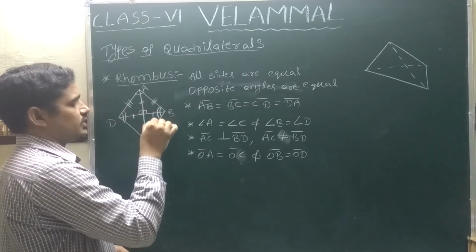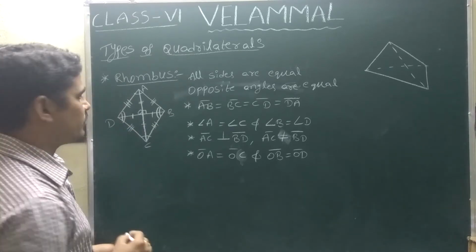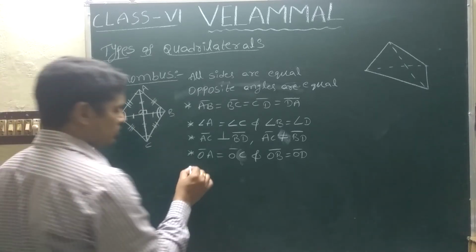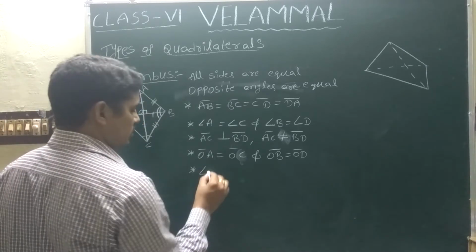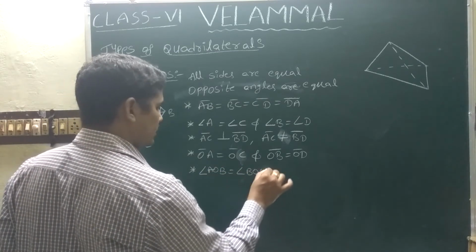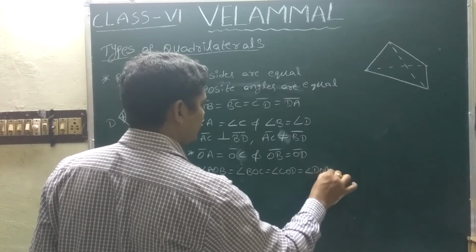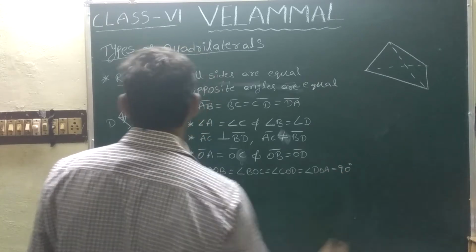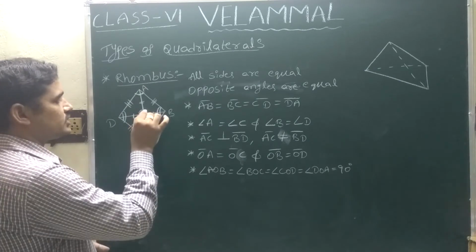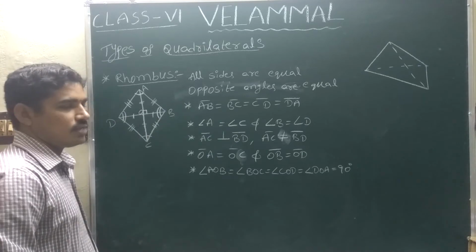Sides also equal, we said. And a very important one we need to remember, at the intersection point of the diagonals we will get the 90 degrees angle. So by that we can say angle AOB is equal to angle BOC is equal to angle COD is equal to angle DOA is equal to 90 degrees. These angles we can't say how much, but here we can say this angle is exactly equal to 90 degrees. Okay, this is about the rhombus.